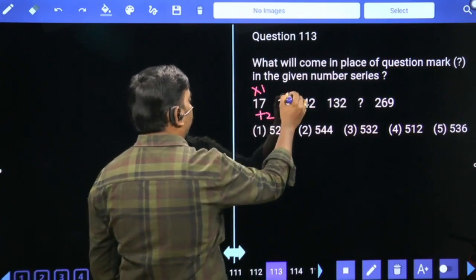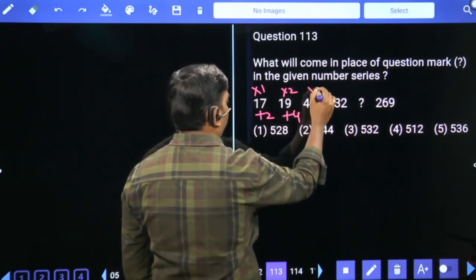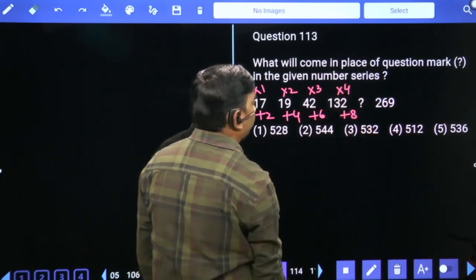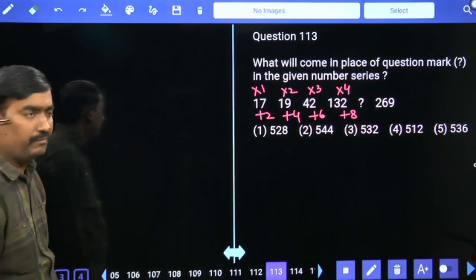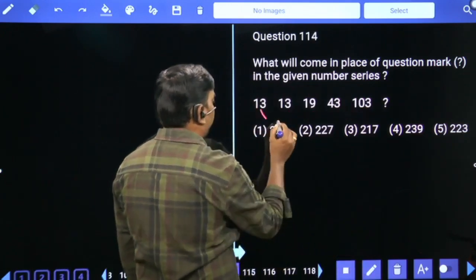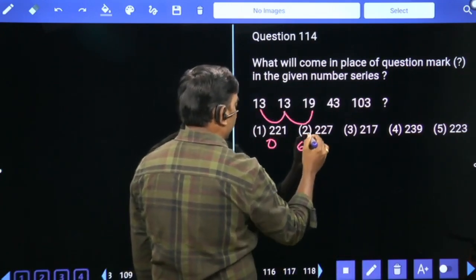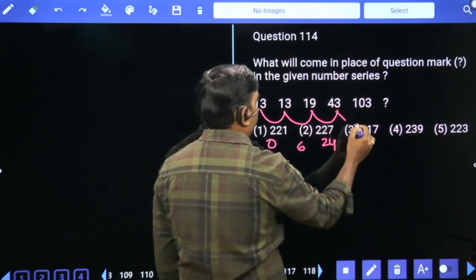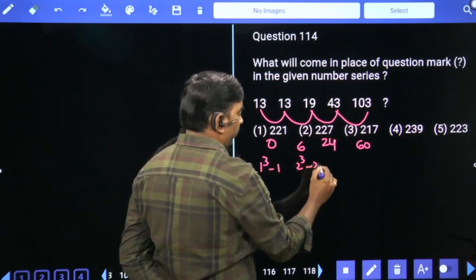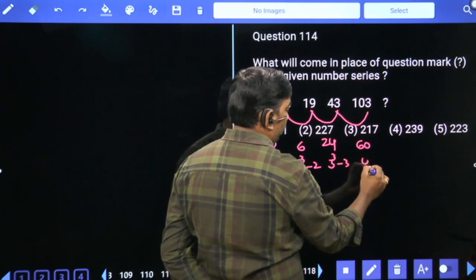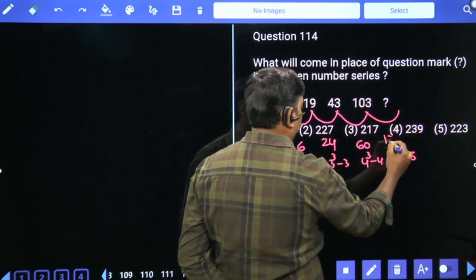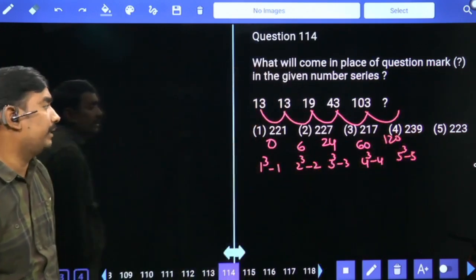Into 1 plus 2, into 2 plus 4, into 3 plus 6, into 4 plus 8. 528 plus 8, 536. Difference 0, 6, 24, 60. 0 means 1 cube minus 1, 2 cube minus 2, 3 cube minus 3, 4 cube minus 4, finally 5 cube minus 5, 120. 103 plus 120, 223, fifth option.